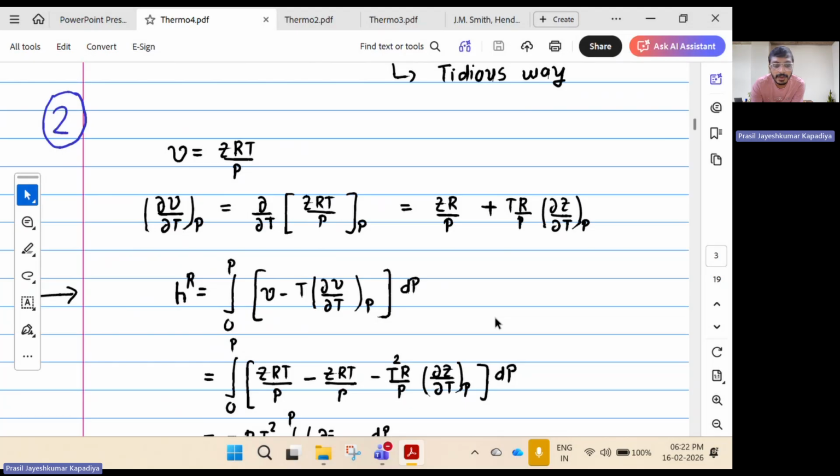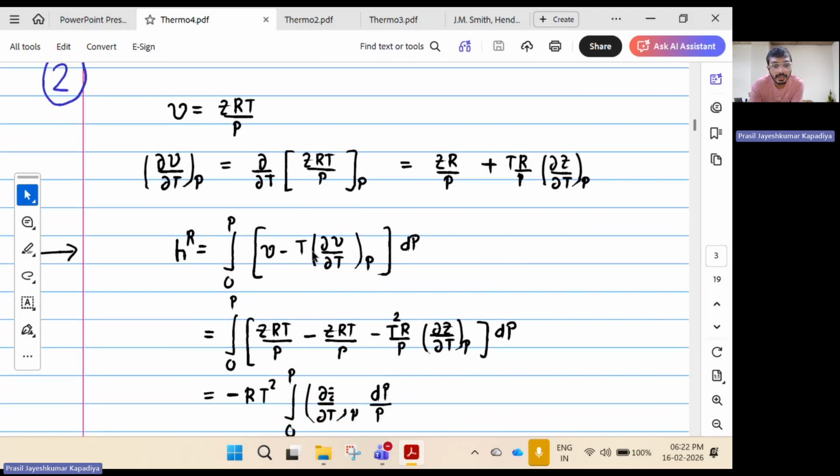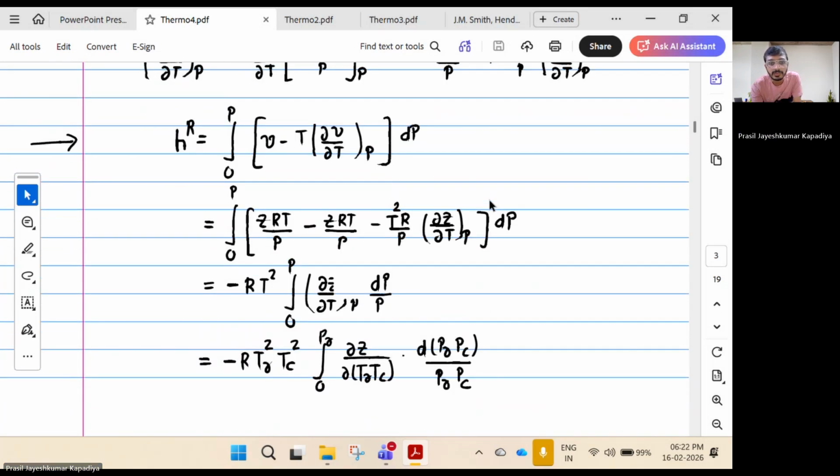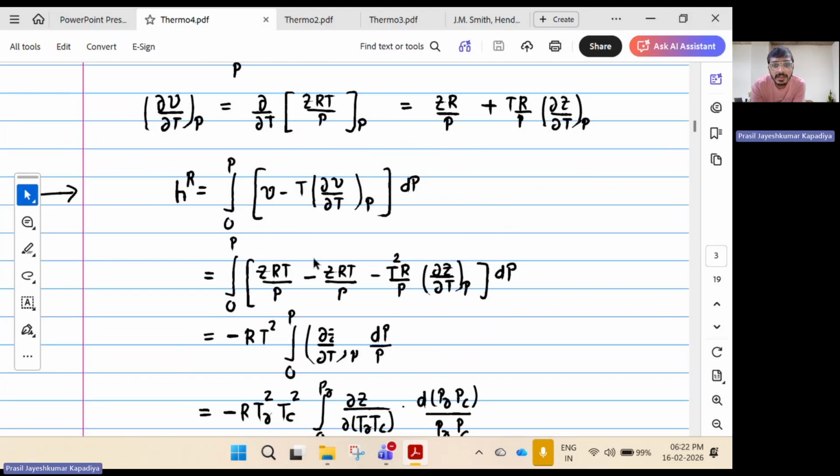What will be my residual volume if I replace this term here? V is nothing but Z into RT by P, minus T into del V del T at constant pressure. So minus T into this: ZR by P plus T R by P del Z del T, which gives T square into R by P into del Z del T at constant pressure, dP. These two terms cancel out and we are left with minus RT square, integration 0 to P, del Z by del T at constant pressure, into dP by P.